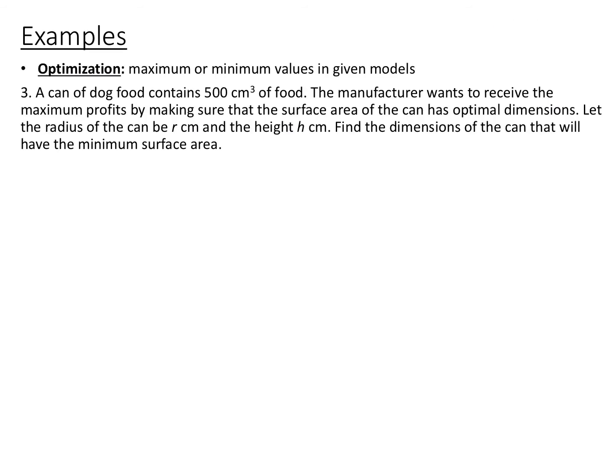We can use this to help us with optimization problems like we talked about a few chapters ago. So optimization is maximizing or minimizing values in given models. So we did this before, but we used our graphing calculator. Now we can use calculus. So a can of dog food contains 500 centimeters cubed of food. The manufacturer wants to receive the maximum profits by making sure the surface area of the can has optimum dimensions. Let the radius of the can be r and the height be h. And we want to find the dimensions that minimize the surface area.